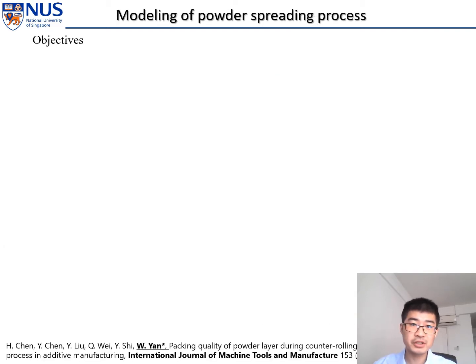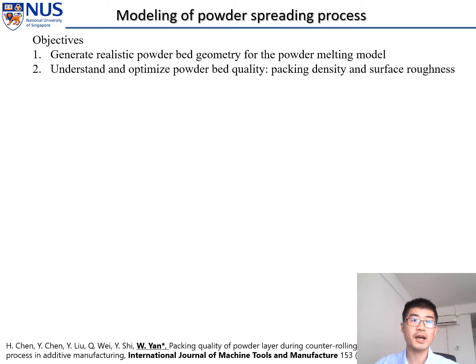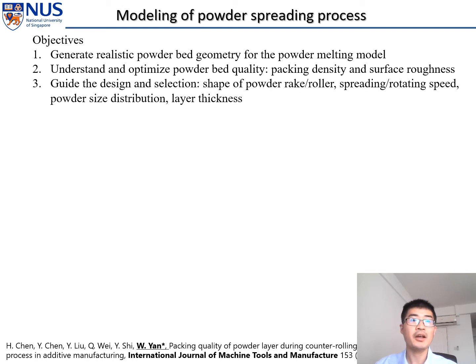For the first procedure, powder spreading, the major objectives are, first, to generate realistic powder bed geometry for the powder melting model. Second, we want to understand and optimize the powder bed quality, including packing density and surface roughness. Third, we want to use this model to guide the design selection of the shape of the powder rig or roller, spreading or rotating speeds, powder size distribution, and layer thickness.